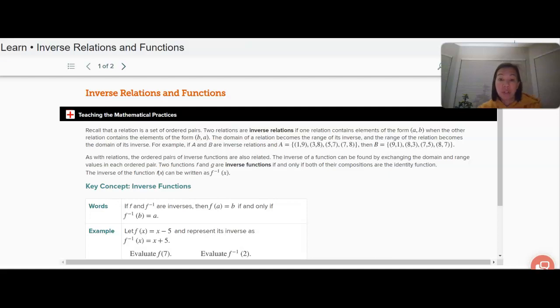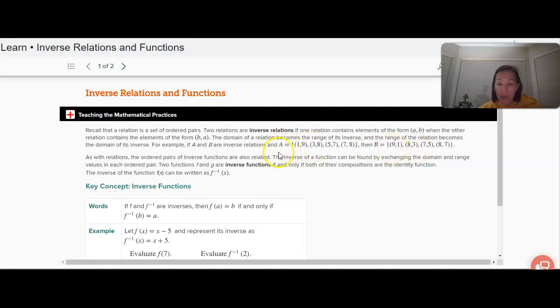So let's start with what an inverse relation is. Again, a relation is just a set of ordered pairs. So if I have the ordered pairs 1, 9, 3, 8, 5, 7, 7, 8, then the inverse of that simply swaps the domain and the range, the x and the y. So in an inverse, the domain and range swap.